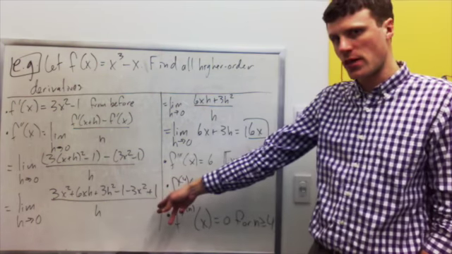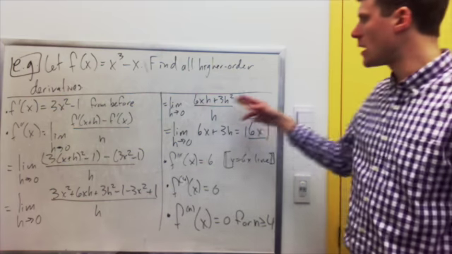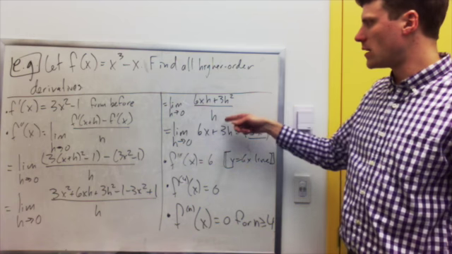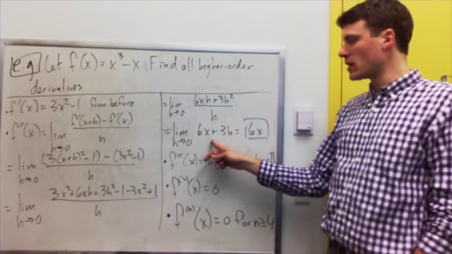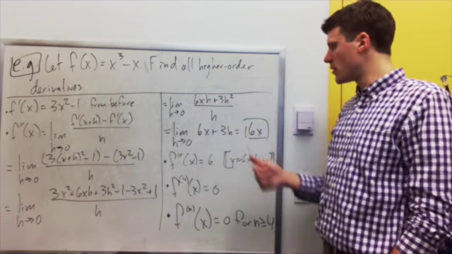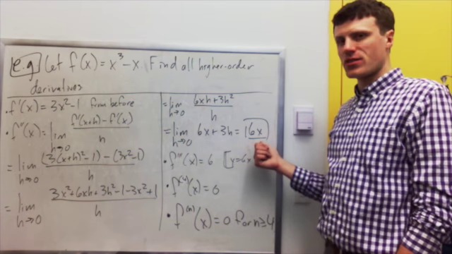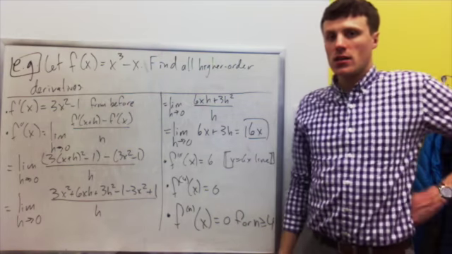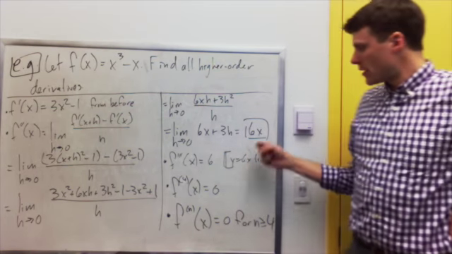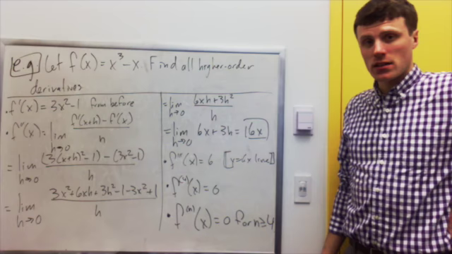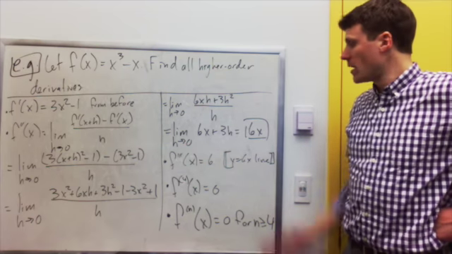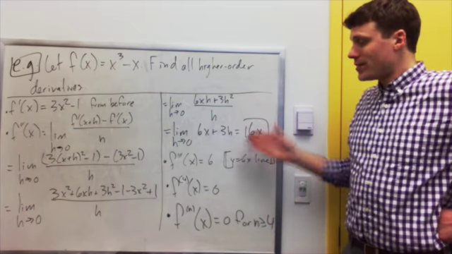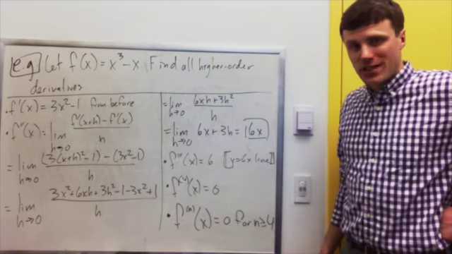Take a minute to make sure I didn't mess up anything there. And then I combine my terms to get myself here, 6xh plus 3h squared. I divided the top by h, which leaves me with 6x plus 3h. And as h goes to 0, this approaches 6x. So the second derivative is 6x. Now, the third derivative is the derivative of the second derivative. The second derivative is 6x. 6x is a line. It's a line with slope 6. So the slope of every single secant is 6. So the slope of the tangent is 6.